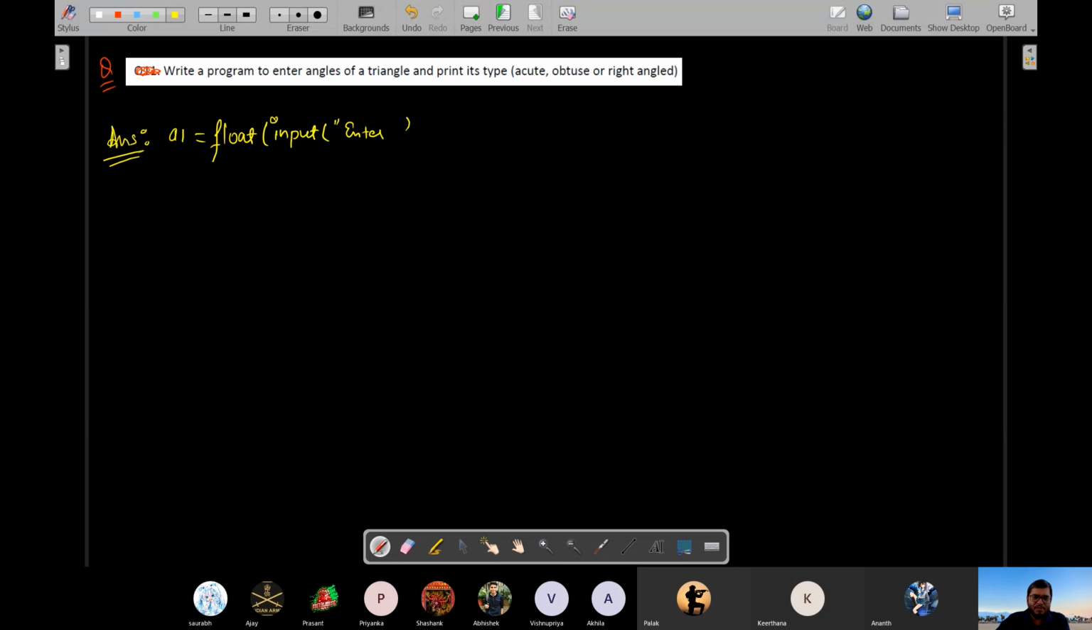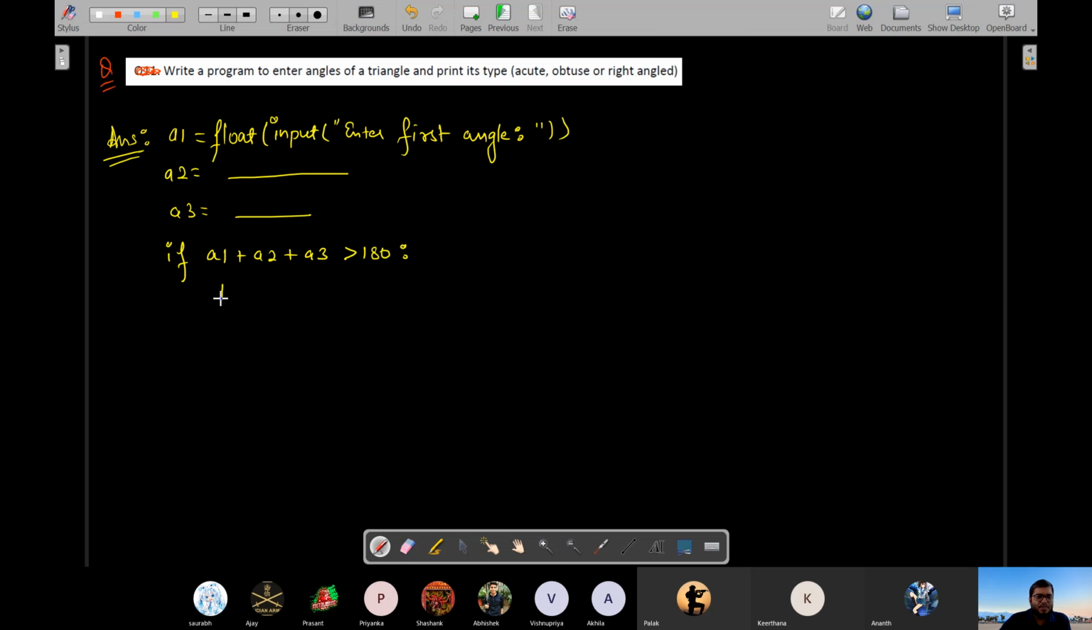Enter first angle, बस इतना ही लिखते हैं. Enter first angle. Then you can write similarly A2, इसी तरह लिख लेना. A3, same way. Okay. Then you will check also if A1 plus A2 plus A3 is greater than 180, then what you will do? Print invalid triangle.